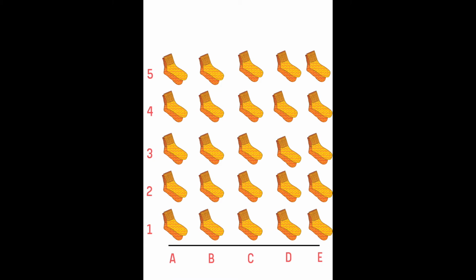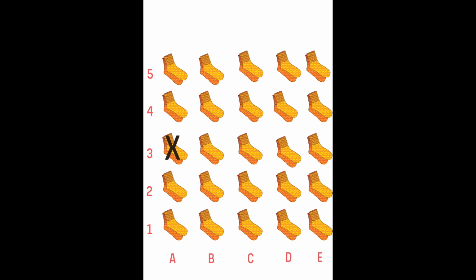When finding coordinates, we always look along the bottom first and then up the side. So let's have a practice at finding some coordinates. Can you find A3 and stand next to that sock? 5, 4, 3, 2, 1. So we first find line A and then move up to line 3. Did you get it right?